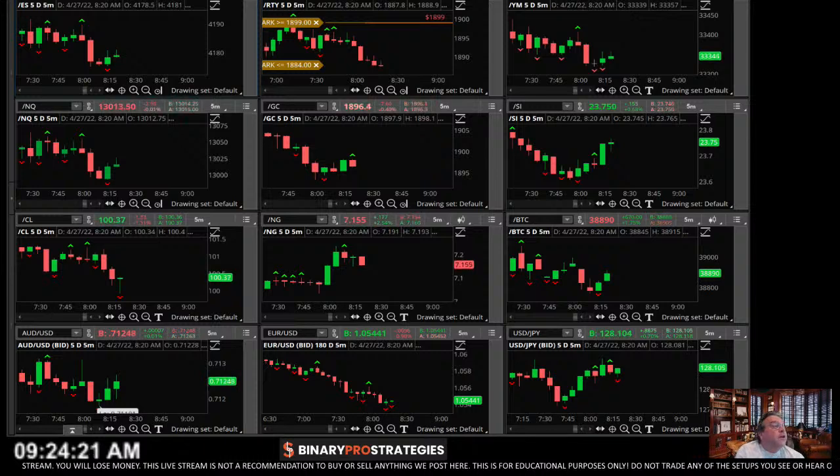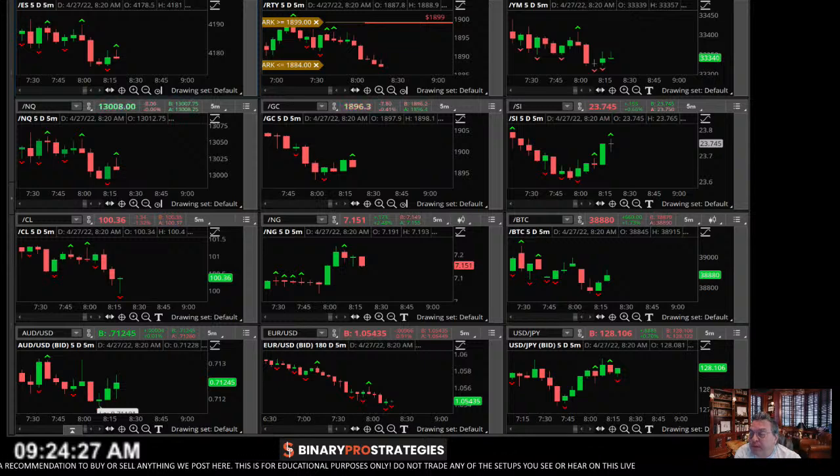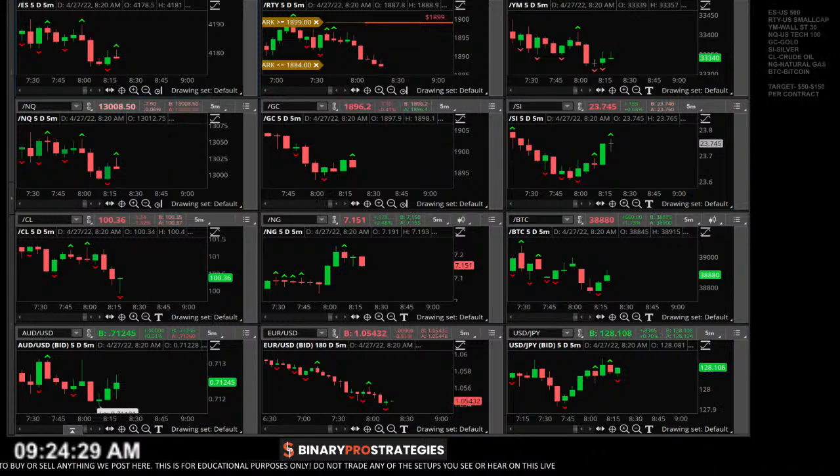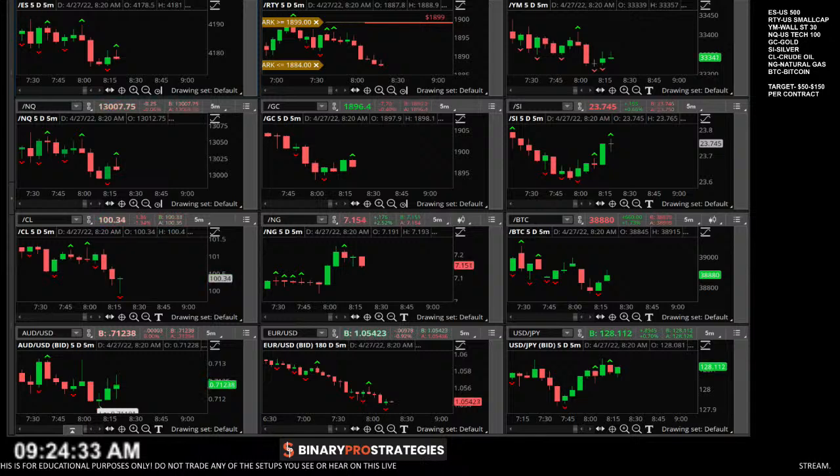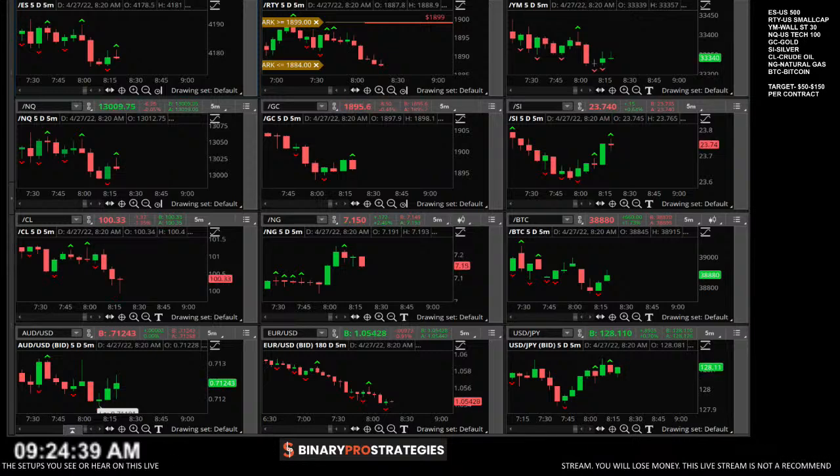Still green on the Mini Russell, RTY. Once again, not familiar with those symbols. I'm going to go ahead and put them up here for you. Top right hand corner, you'll see I'm talking about ES, which is your mini S&P, RTY, mini Russell, YM, which is going to be your mini Dow, and NQ, which is your mini NASDAQ.